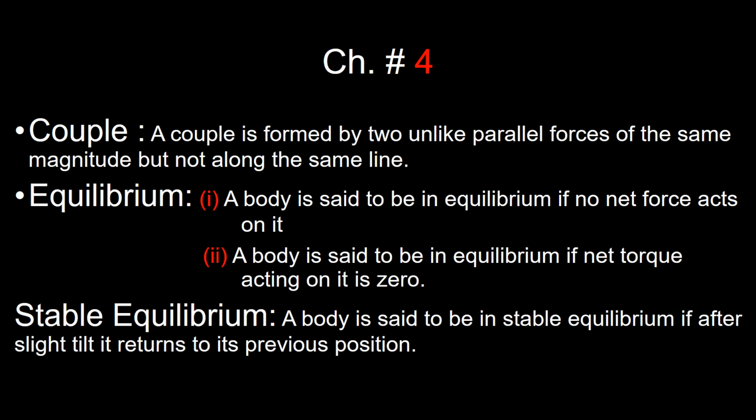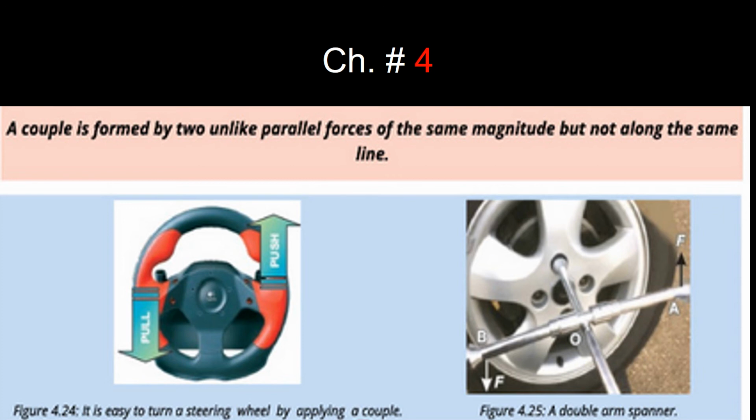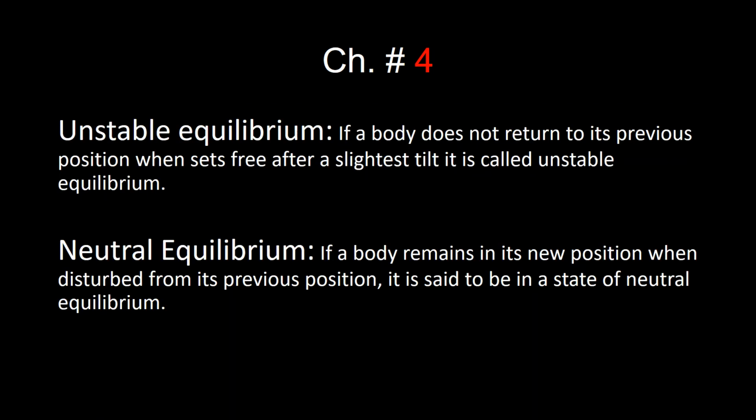Now at the end I will define stable equilibrium. A body is said to be in stable equilibrium if after a slight tilt it returns to its previous position. I have given two diagrams as well. The first, as I already quoted, is the example of a steering wheel. The second is the example of the spanner used when you are changing the tire of your car. You are using a couple. And the next type of equilibrium is unstable equilibrium.